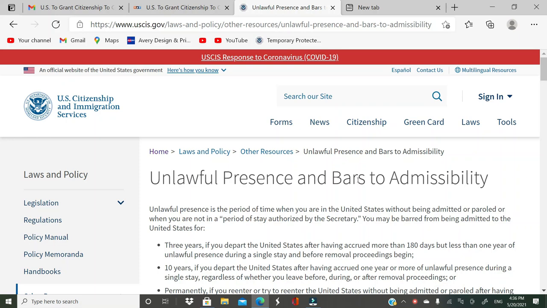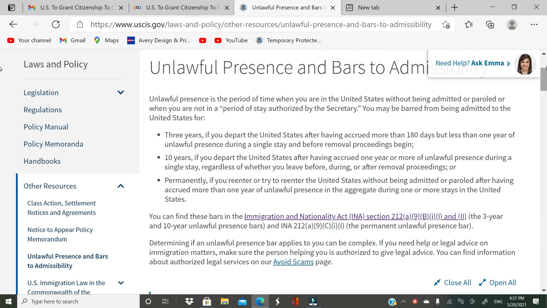How do you trigger the unlawful presence and the bars to admissibility? So basically today we are going to talk about the 3 years bar and the 10 years bar rule, and how you come about triggering those bars. I'm going to go over it a little bit in detail, but not too much, just pointing out some things so that a person will know whether they have already triggered that, and if they haven't, they can avoid it. All right, so let's get into it.